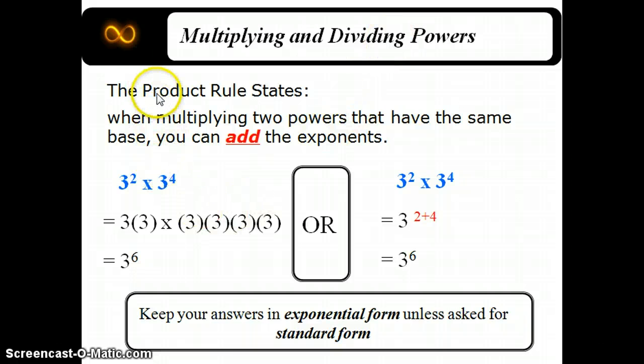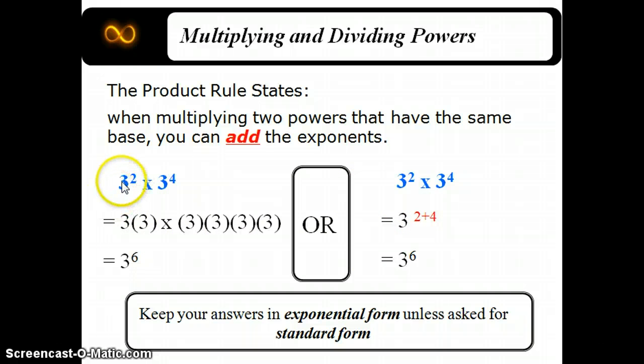So the product rule states when we are multiplying two powers and we have the same base, then we can just add the exponents together. So let's see how this works. 3 to the power of 2 times 3 to the power of 4, we're multiplying, so we can use the product rule. The bases are both 3, so the rule says we can just add the exponents together.